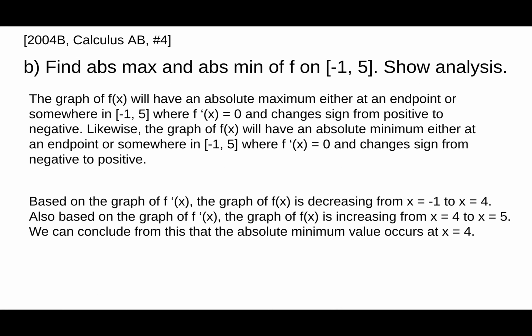Right, well, based on the graph of f prime, which is one of the only things we're actually given, the graph of f is decreasing from x equals -1 to x equals 4. That's because on the graph of f prime of x, all the values between -1 and 4 are negative, so we know that f is decreasing there because f prime is negative for all of those values. Also based on the graph of f prime, the graph of f is going to be increasing from x equals 4 to x equals 5 because the graph is positive for those values of x. So we can use this to conclude that the absolute minimum value for the function f will occur at x equals 4.